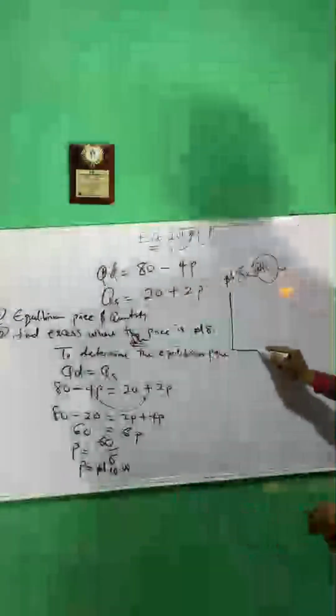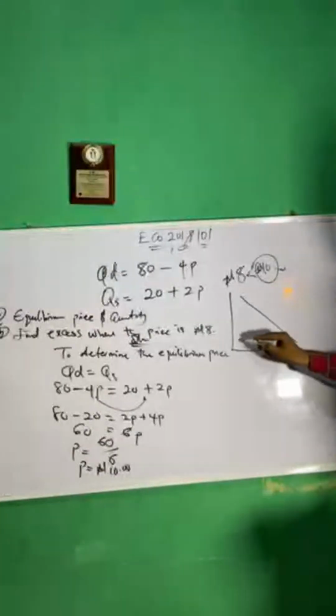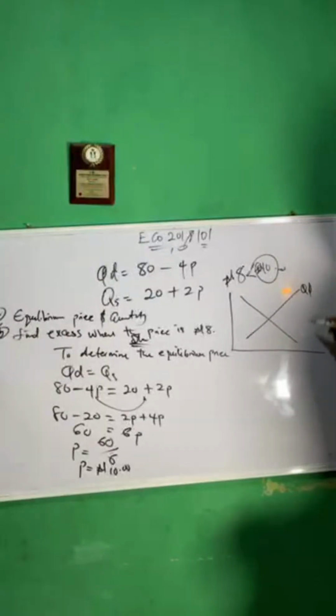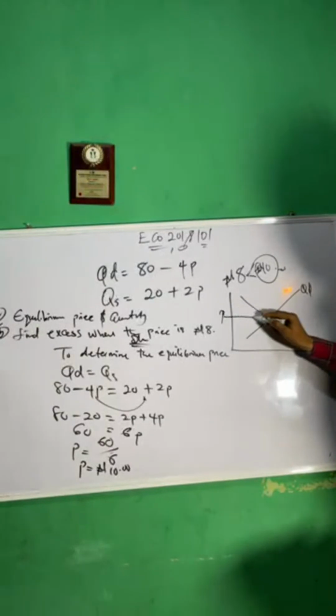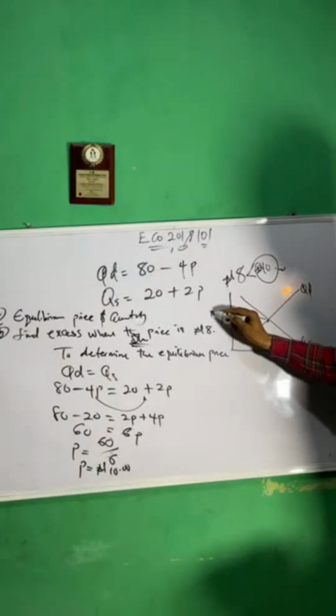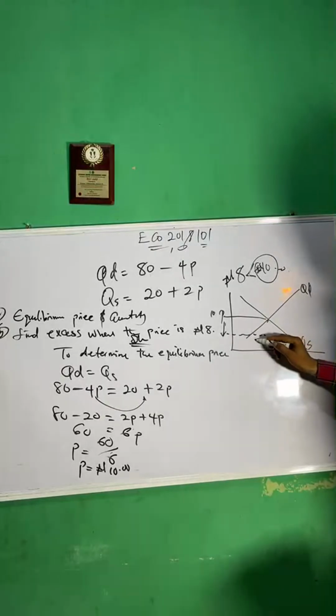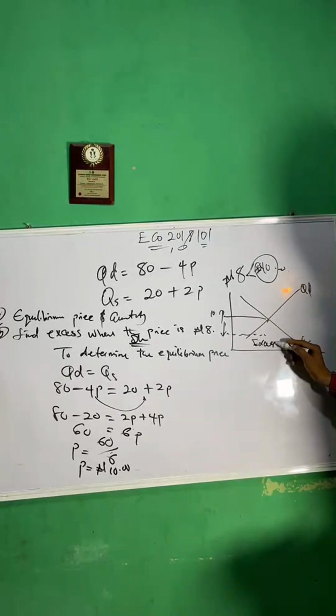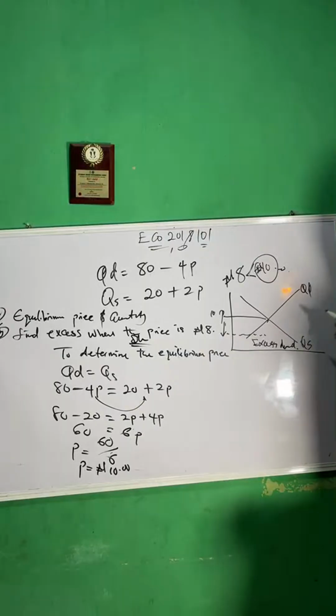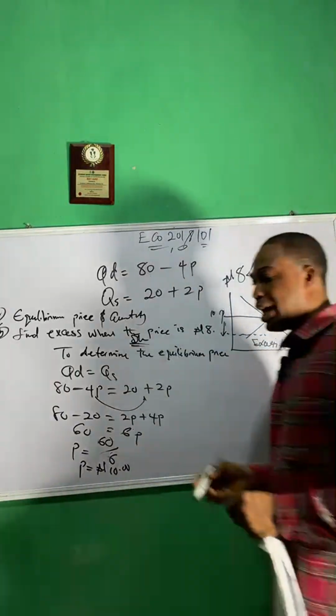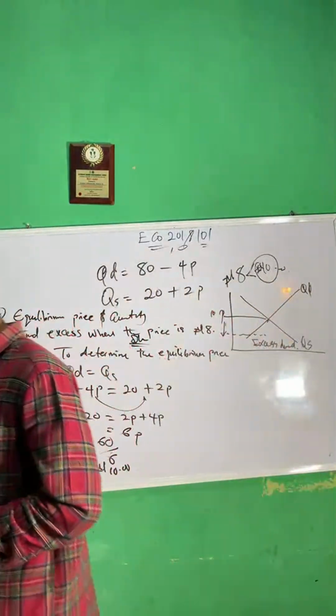That's what we are trying to explain in the course to you guys, where this one is your QD and this one is your QS. If the initial price here is 10 naira, any fall in this price will lead to excess demand, and anything above that, we have what we call excess supply.